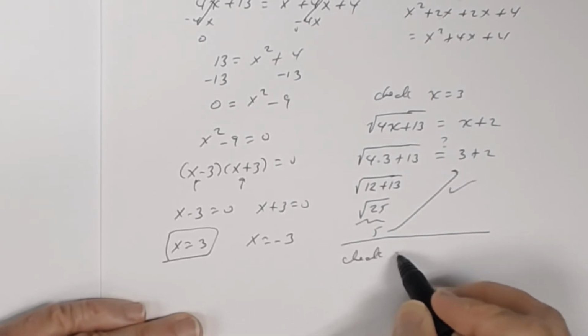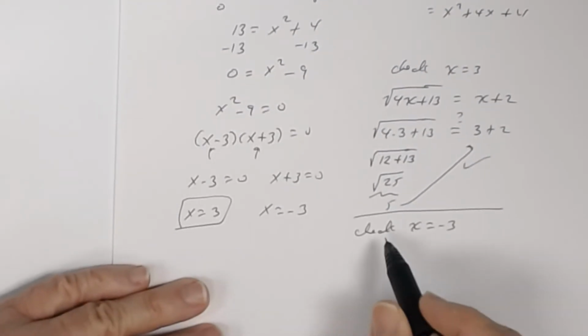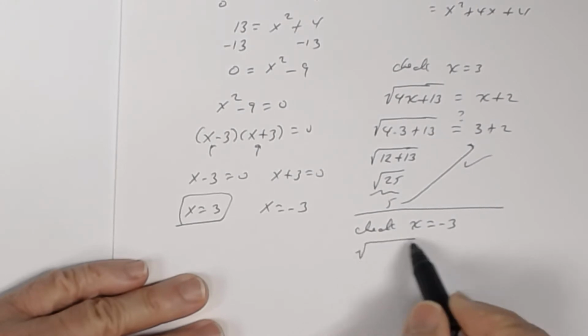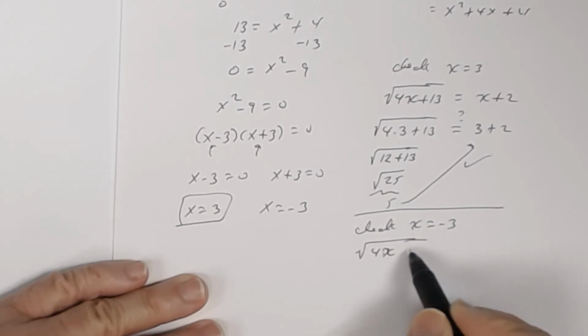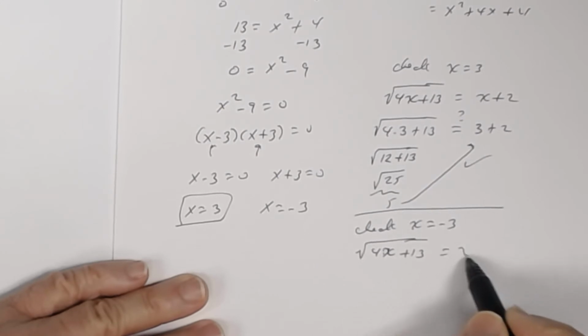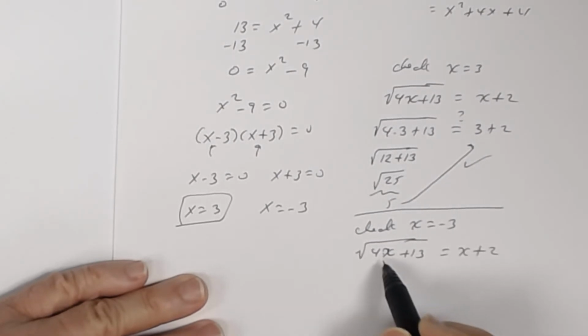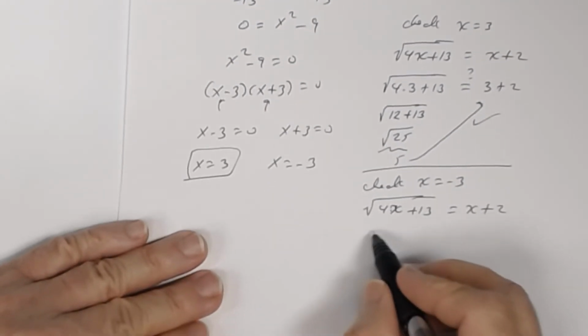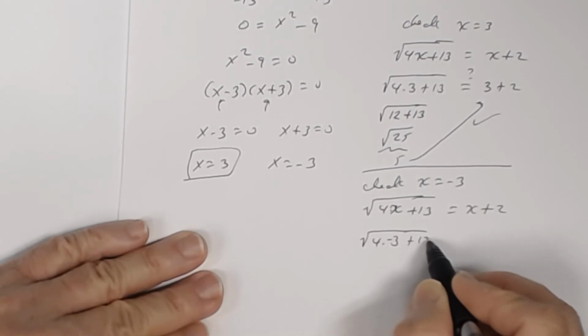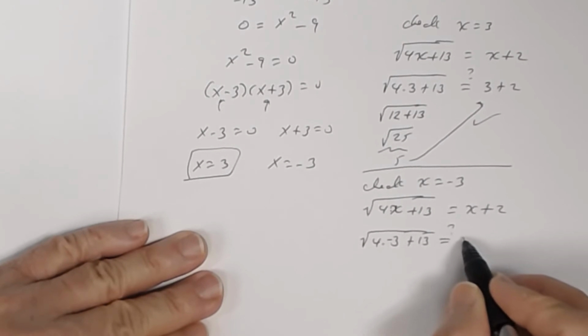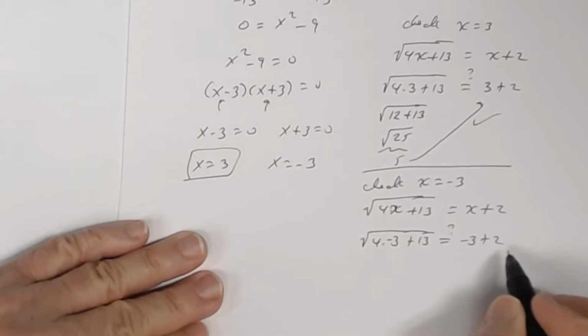So when we check x equal negative 3, the same thing. You go back to the original problem, which is this. The square root of 4x plus 13 equal x plus 2. So in place of x, I'm going to substitute negative 3. So I get the square root of 4 times negative 3 plus 13. And I want to see if that's going to equal negative 3 plus 2.